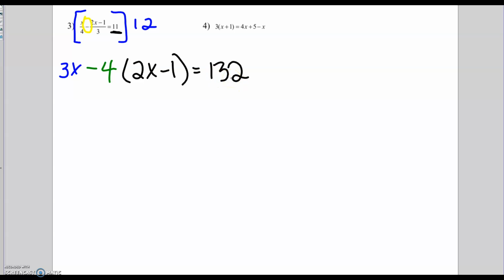All right, so what I would like you to do is finish off this problem solving for x. Be careful of your negative sign.